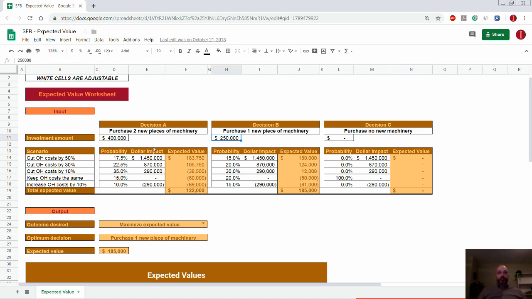In this example, the first decision we look at is to purchase 2 new pieces of machinery. Second is to purchase 1. Third is to purchase no new machinery. And we've got different investment amounts for each decision. Of course, purchasing 2 is going to cost the most, purchasing 1 in between, and not purchasing machinery in this case isn't going to cost anything.